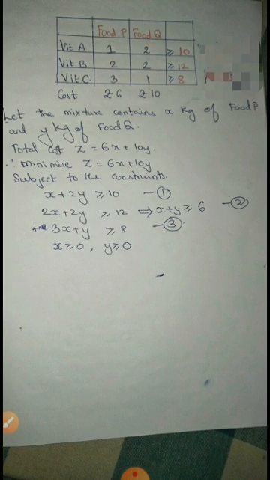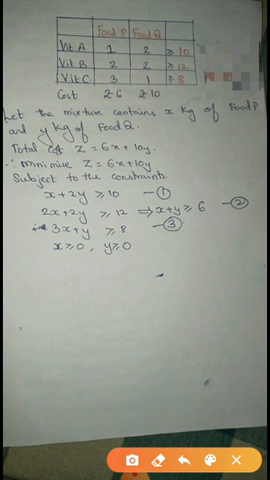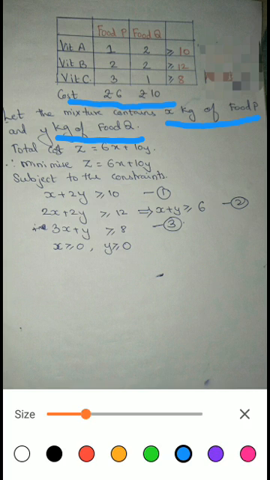So here we had got the objective function. Now we are going to start with how to write that problem. We can say let the mixture contain x kg of food P and y kg of food Q. We had been given the total cost, which we are writing as a function, and that function is given to be z equal to 6x plus 10y, and these were the constraints, vitamin A, B, and C. So how can I formulate this system?